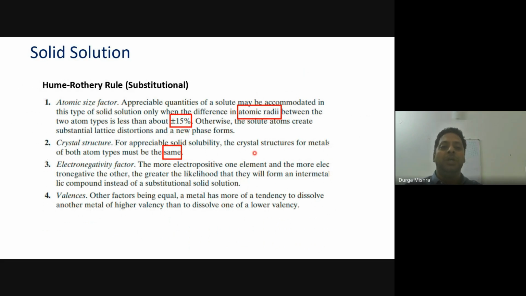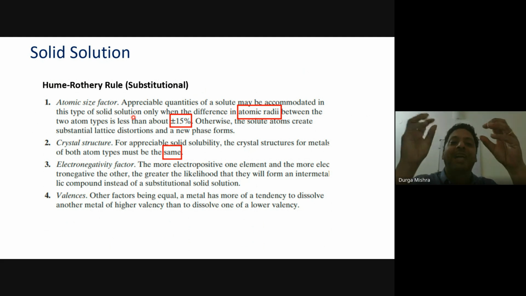Okay, so when we talk about substitutional solid solutions or impurity, when you add a substitutional impurity, which type of atom you can add is governed by a rule known as the Hume-Rothery rule. This is a very famous rule which tells you whether you can add a particular impurity atom to another solid or not.